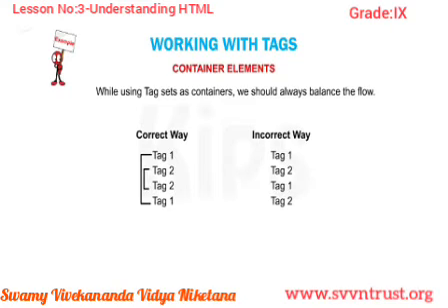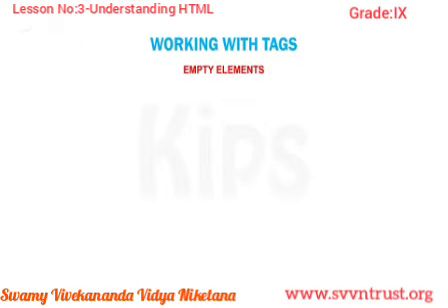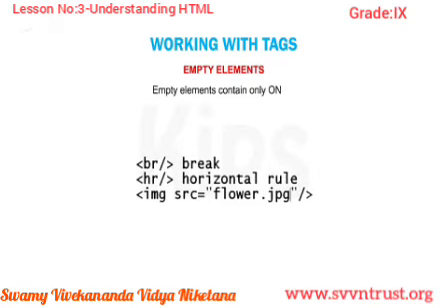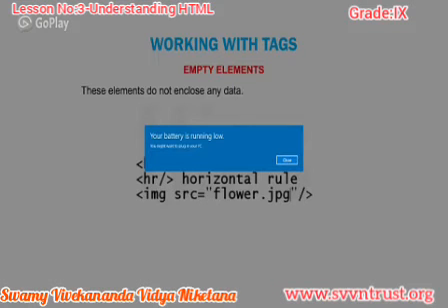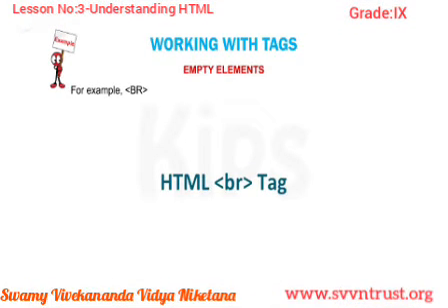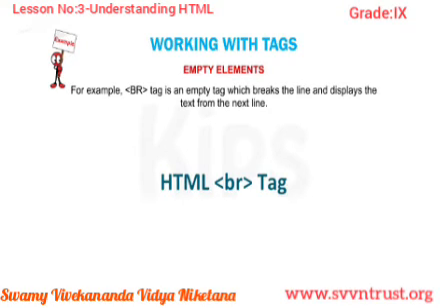Now let us talk about empty elements. Empty elements contain only on tags. They do not have off tags. These elements do not enclose any data. Instead, they function on their own. For example, the BR tag is an empty tag which breaks the line and displays the text from the next line.